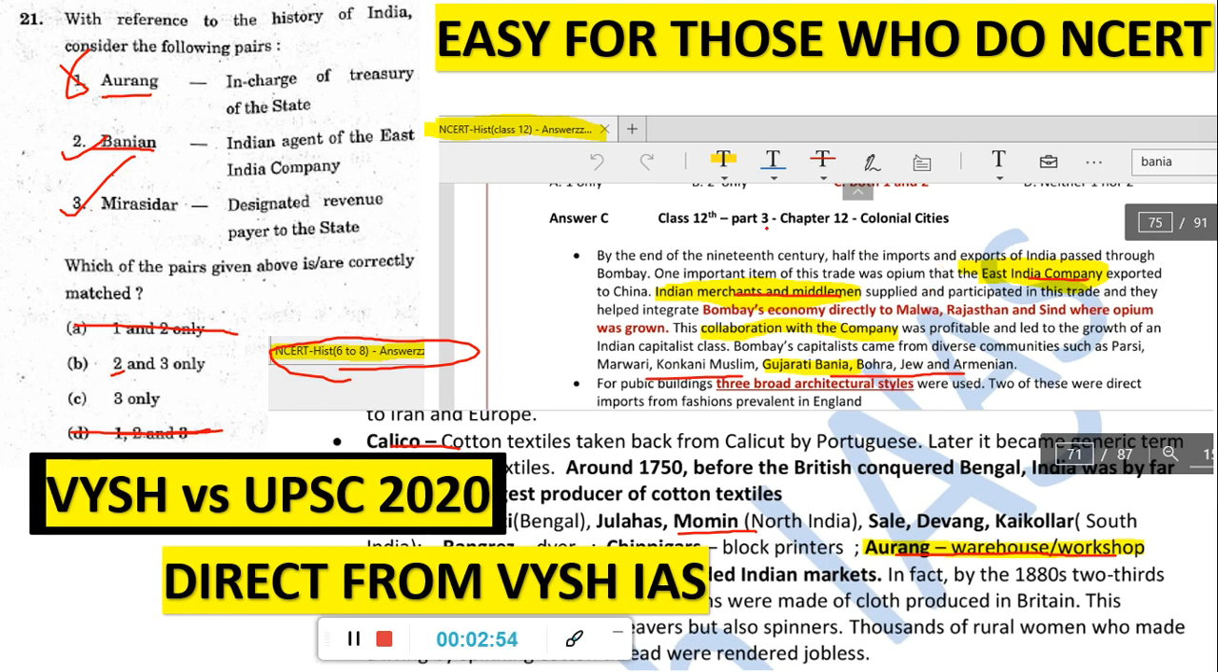That is again mentioned in the history class 12th textbook. So this was from history class 6 to 8, and this was from class 12th. Class 9, 10, 11, I don't even teach you because that never comes. 9, 10, 11 is not important for your prelims. If you have history optional, or for the mains, it is important.